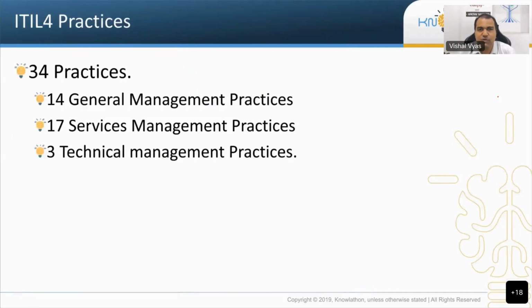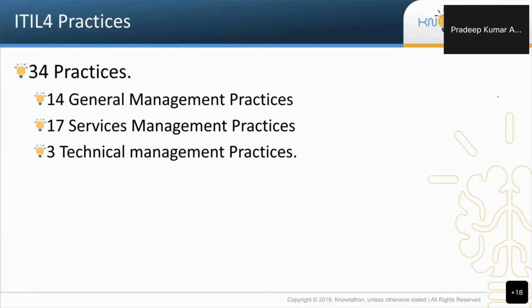Out of these, the 34 practices are bucketed into three groups. The practices which lie outside the core service management area, like project management, like risk management. There is enough and more documentation available for those practices, which is not in ITIL. So for those practices, we roughly put them in a bucket called GM practices, general management practices. These are not specific to service management. These general management practices number 14.